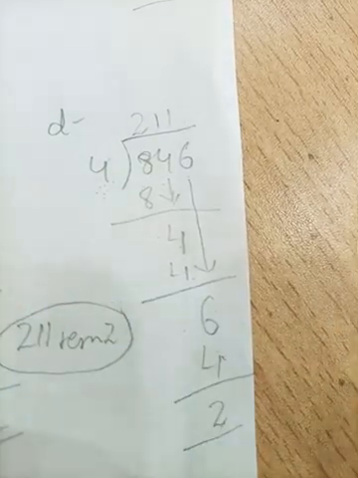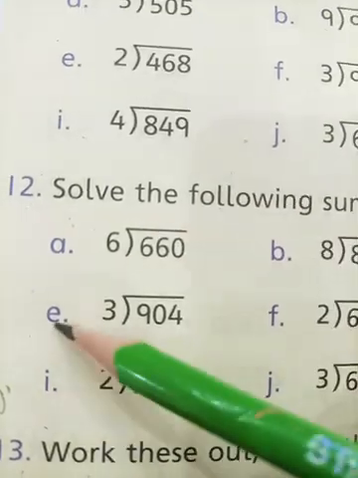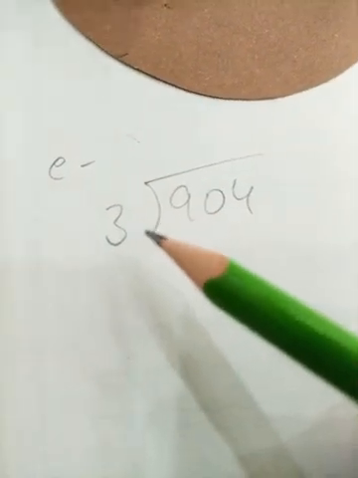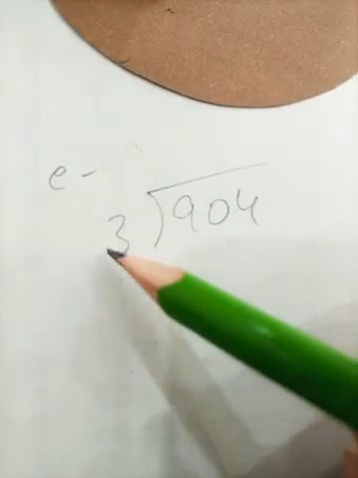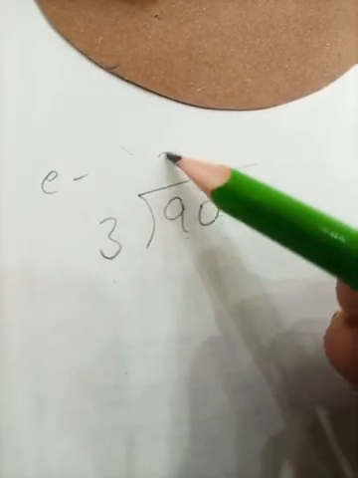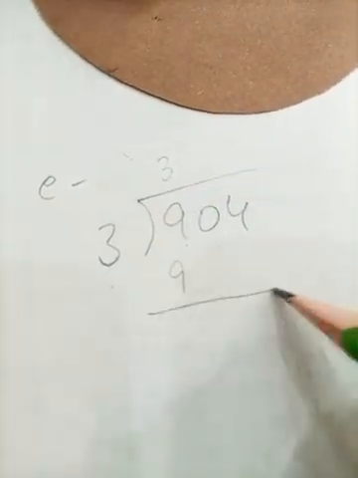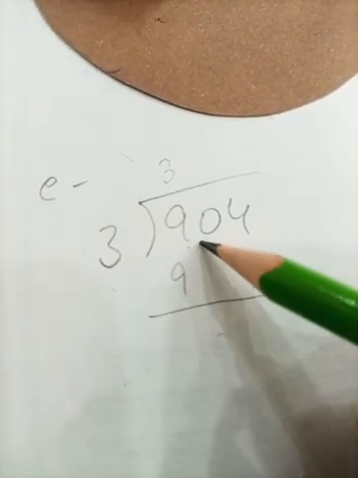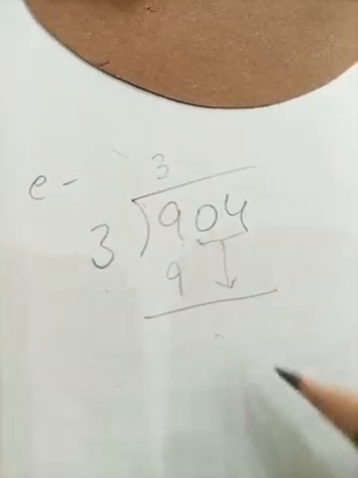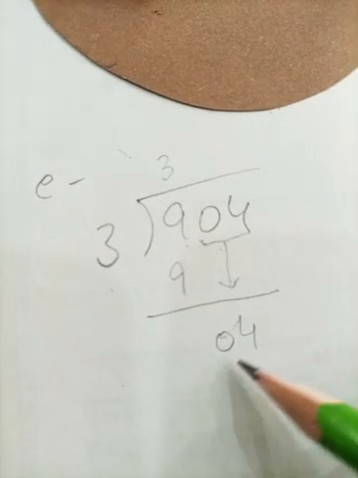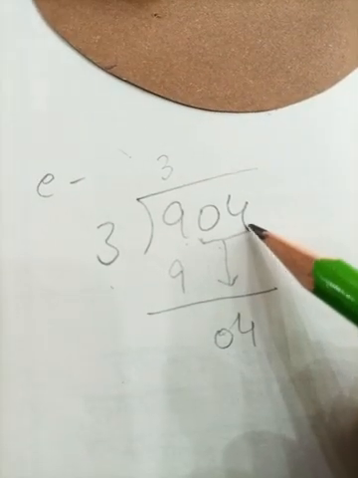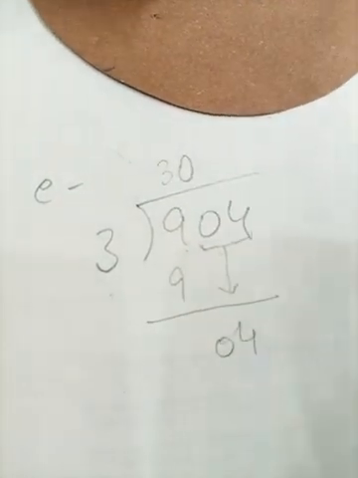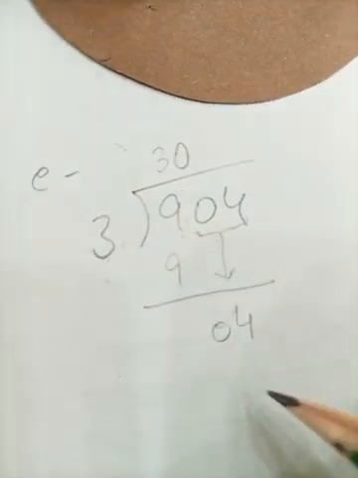Here is my answer. In part E, 904 divided by 3. Now students, look at this. 904 divided by 3. Firstly, we will divide our 9. 3 threes are 9. Now students, here I can't take the 0 first, so I will take my two digits together. So I will mark a 0 in my quotient. Now students, let's divide it.